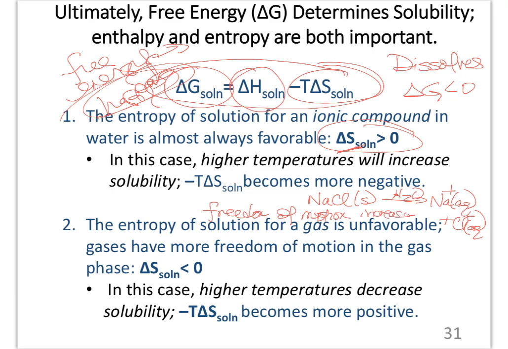Because before it dissolves, it's a solid. Solid particles are very restricted in their movement. But once you dissolve an ionic compound in water, it's going to dissociate into its individual ions, and that's going to give it a lot more freedom of motion. So the change in entropy for almost all, I can't even think of an exception, ionic compounds dissolving in water will be positive and favorable. Okay, so that's a good thing. So entropy almost always helps something dissolve.